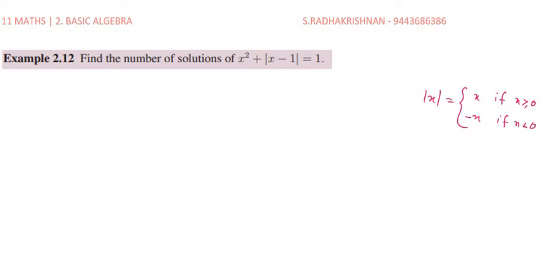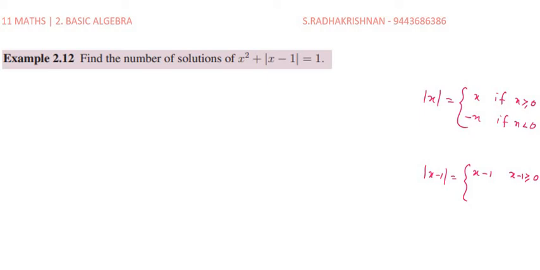Let us go through that. Here we have modulus of x minus 1. Modulus of x minus 1 will be x minus 1 when x is greater than 0. Here it will come as x minus 1 when x minus 1 is greater than or equal to 0.